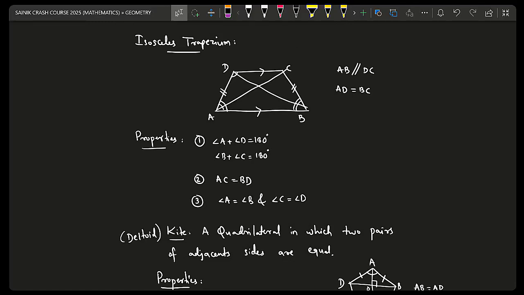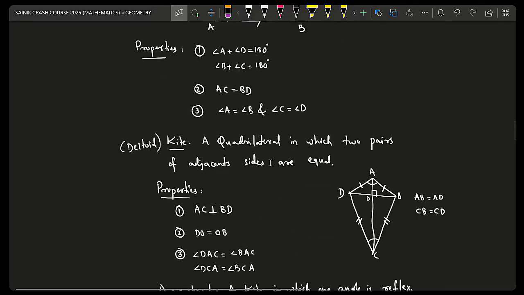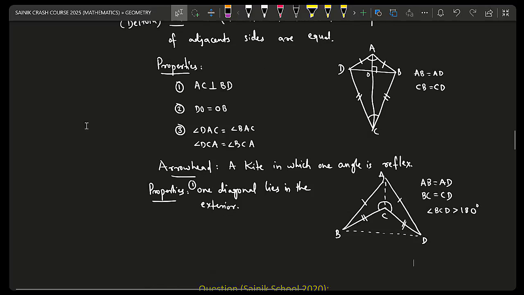Sir, any other doubt you have? Sir, I have a doubt. This last one, sir, I cannot say this. Pardon, which one? Arrowhead. Yes, sir. What is your doubt in arrowhead? Sir, I didn't understand arrowhead's properties.